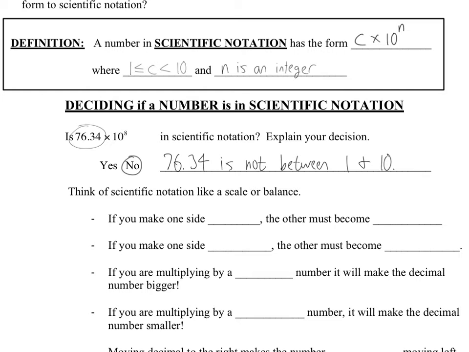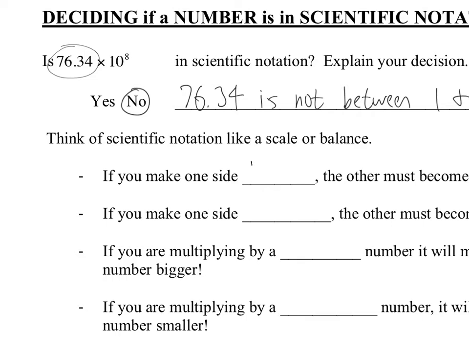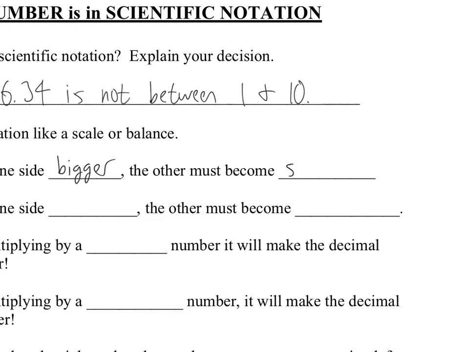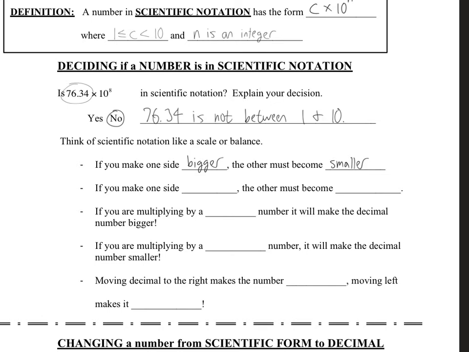And here are some general rules for scientific notation. You want to think of scientific notation like a scale or a balance. What you do to one side is going to affect the other side, so you need to do the opposite on the other side to make it balanced. If you make one side bigger, the other side must become smaller. And conversely, if you make one side smaller, the other side must become bigger.